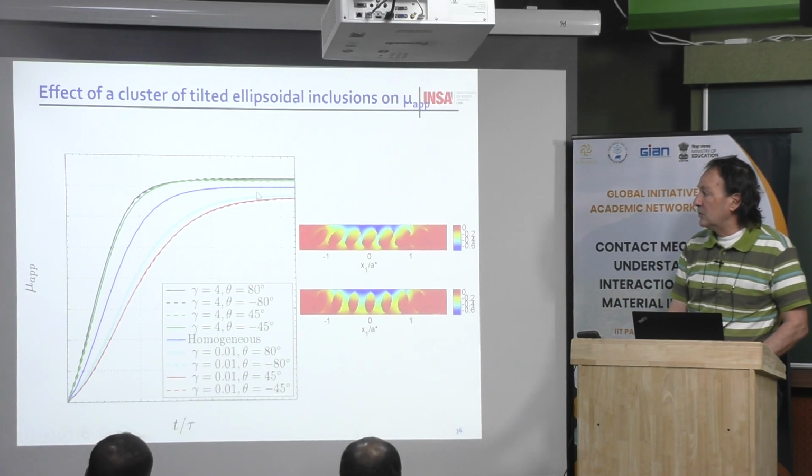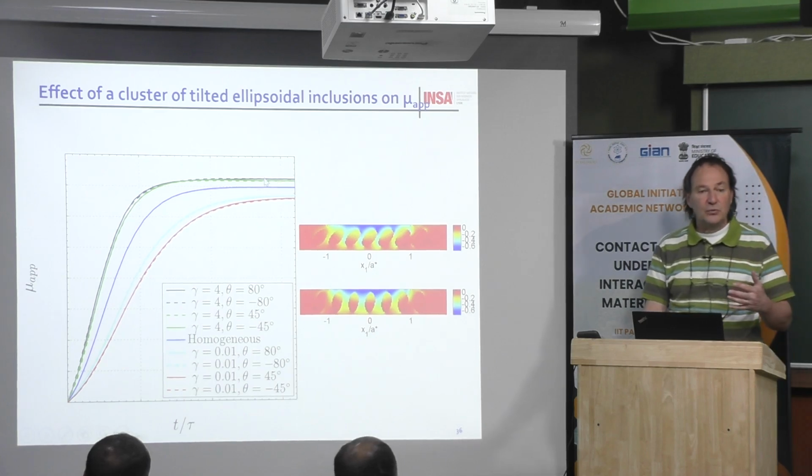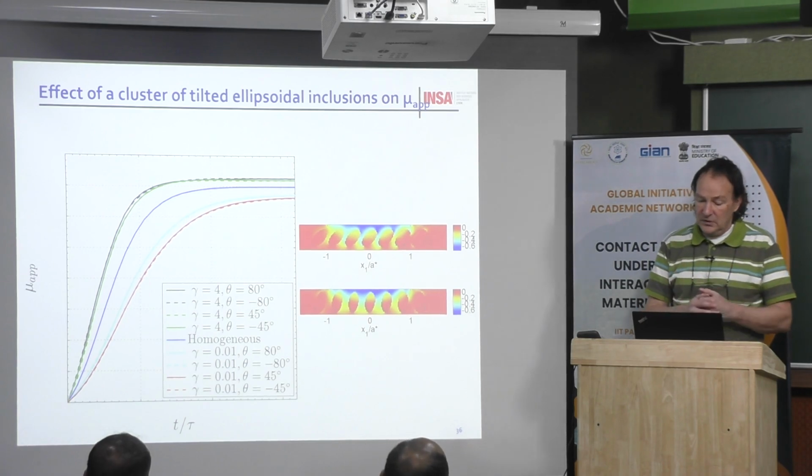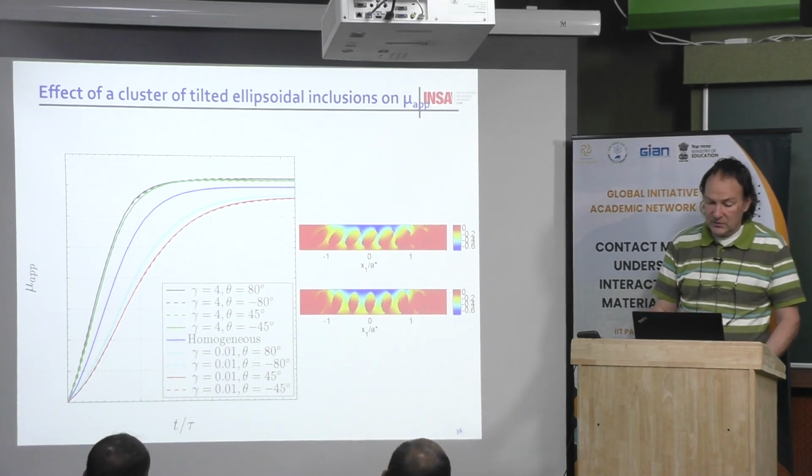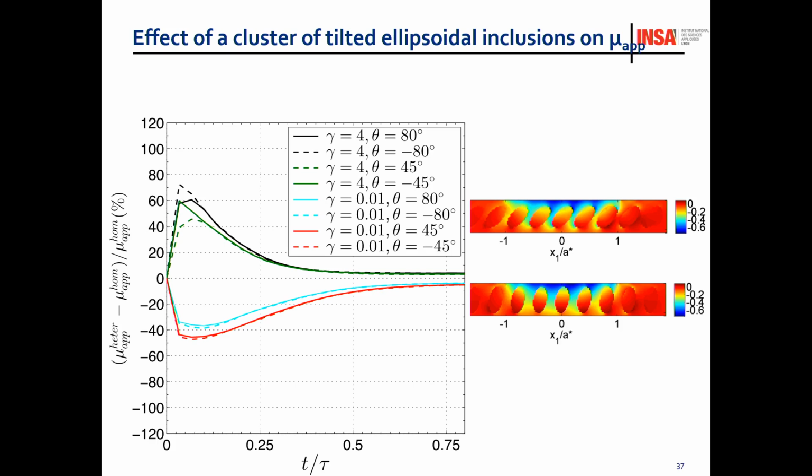Okay, this is in blue again. This is a homogeneous solution, and you can see the effect of that. Then you can architect your material if you want to increase or decrease the friction coefficient. The same type of graph to show the difference. You can see a change of up to almost 50% of the friction coefficient in the transverse regime.